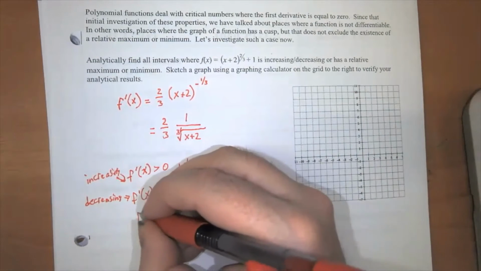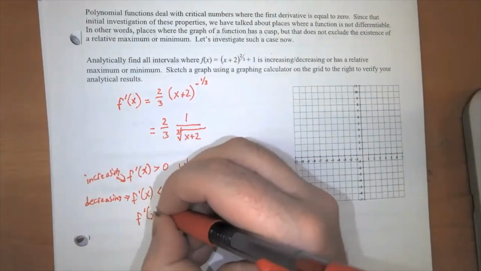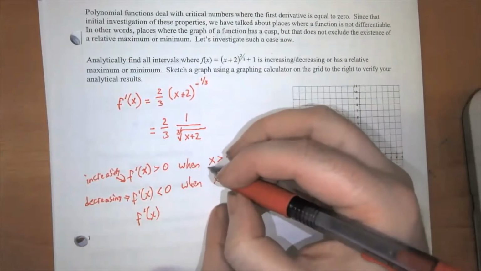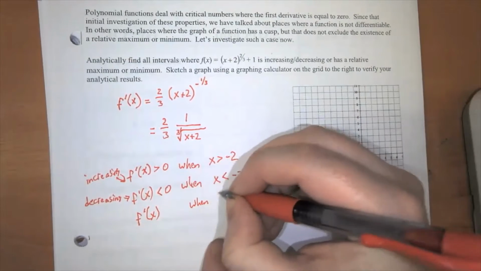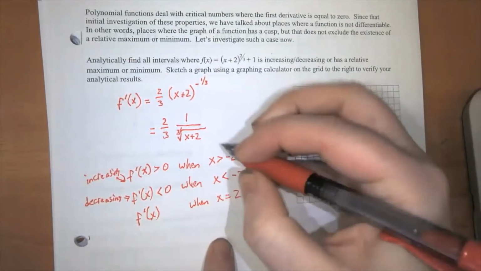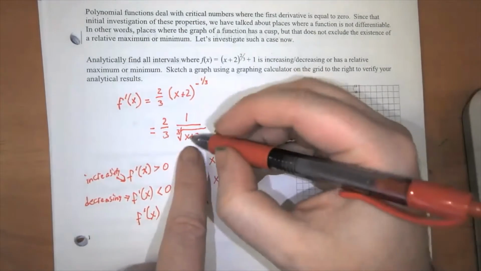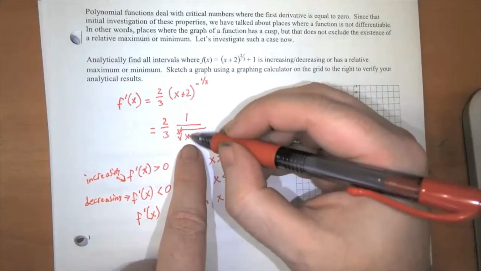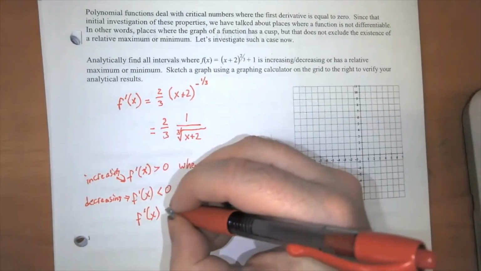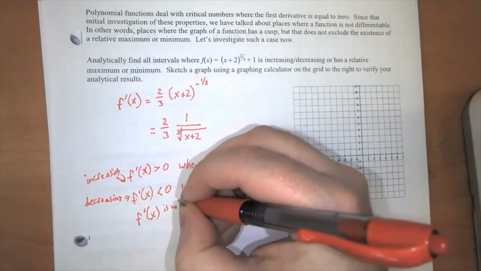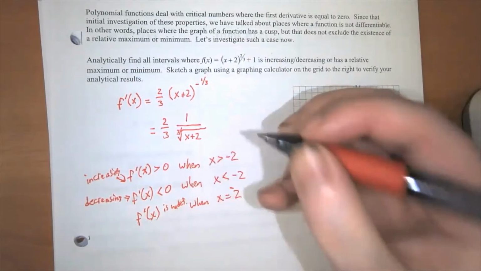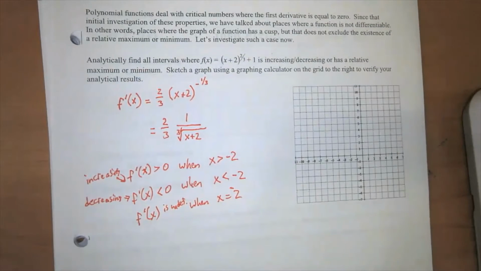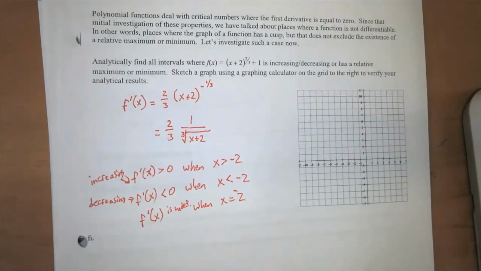And when x is equal to negative 2, then this is 0. The cube root of 0 is 0, and 1 divided by 0 is undefined. All right, so f prime of x is undefined when x is equal to negative 2.